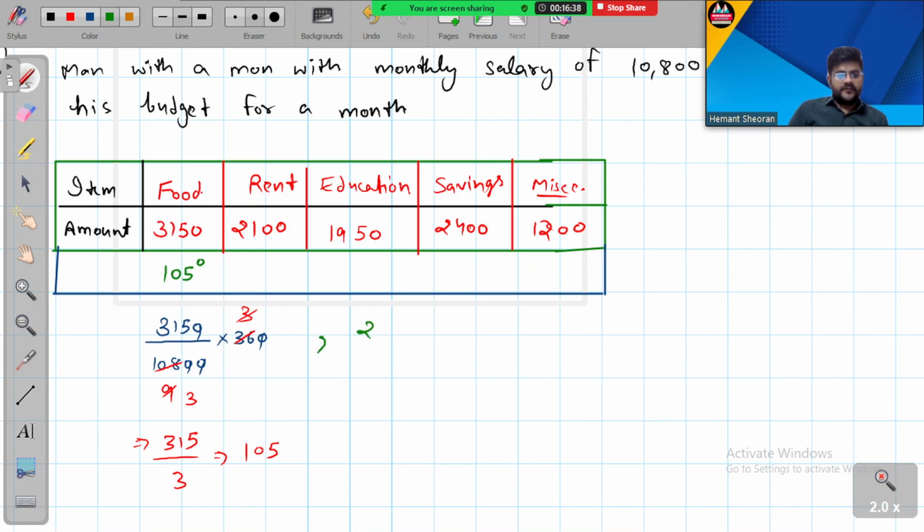For the next one it would be 2100 over 10800 times 360. If you cut out the thing, 36 cuts out the 108 at 3, then 3 will cut out the 210 at 70. So you got 70 degrees. Wait, can I finish the table? Yes, just be quick.